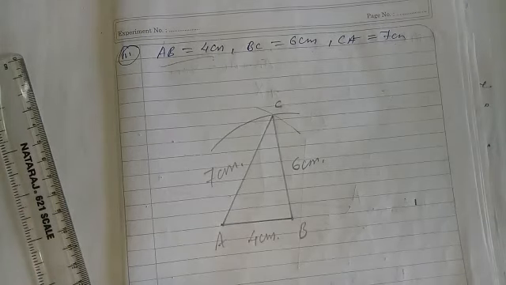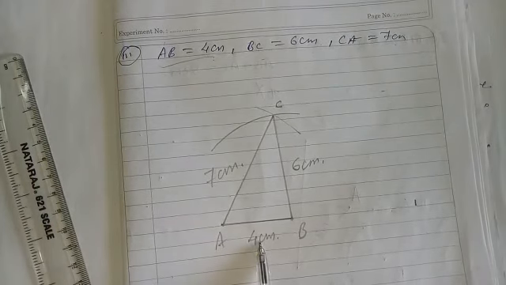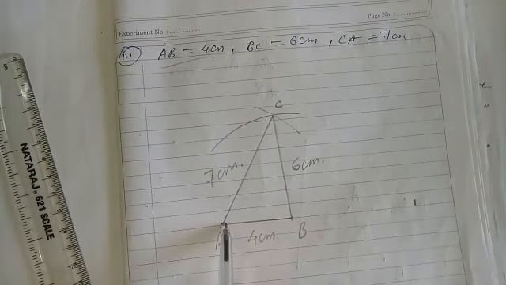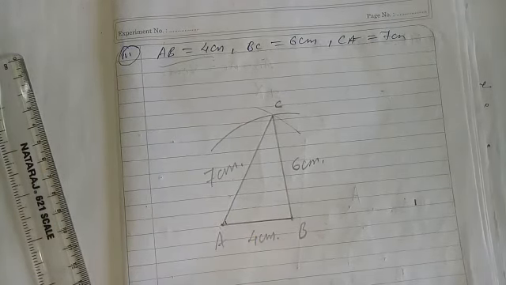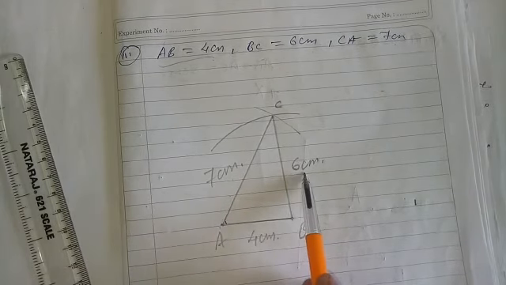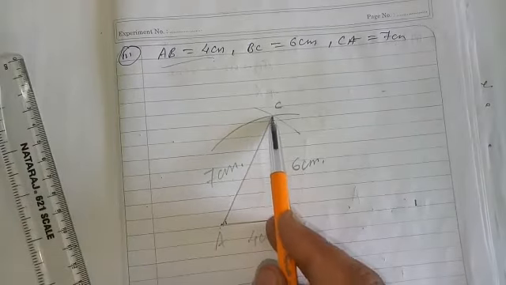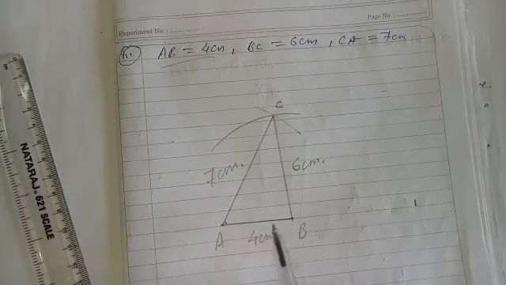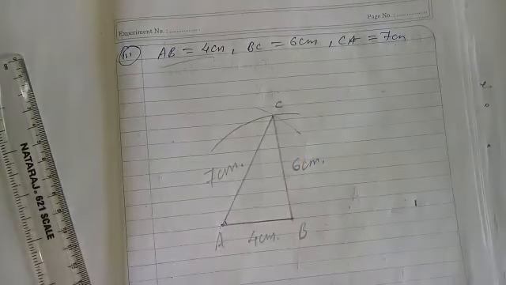Again, you have to write the steps of construction. Same. Draw a line segment AB of 4 centimeter. Mark an arc of radius 7 centimeter from point A with the help of compass or rounder. Now from point B, mark an arc of radius 6 centimeter. Both arcs will intersect at a point, name it point C. Join CA and CB. Thus triangle ABC is formed. Is it clear? Now in the next class we will see exercise 7.3.